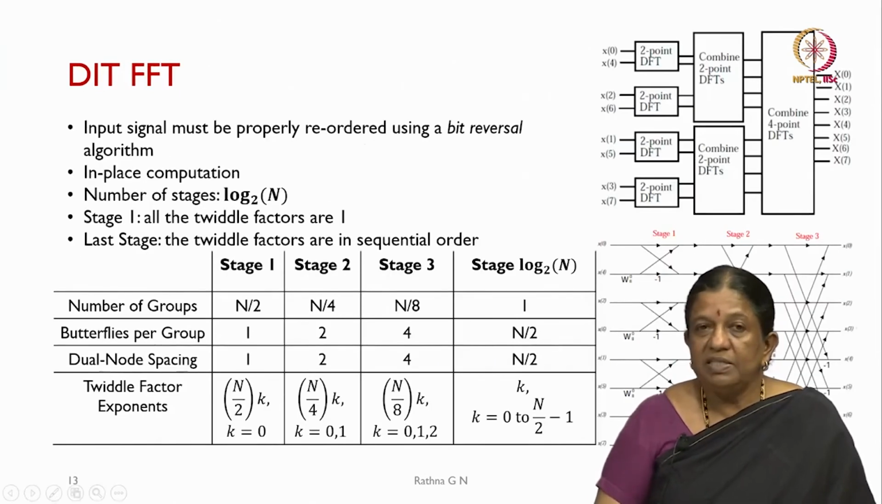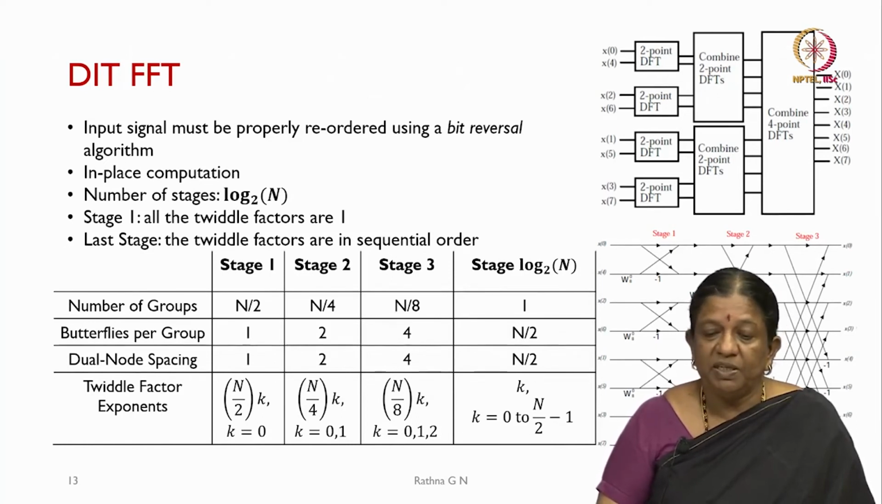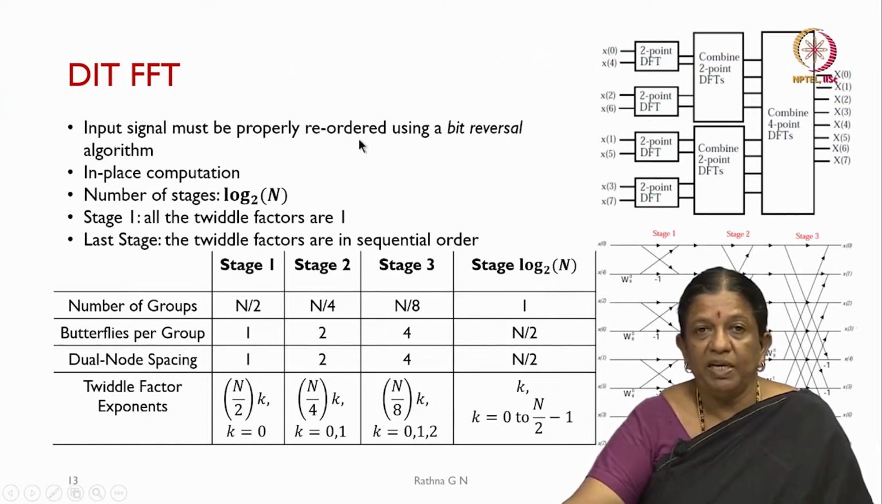Now we will see how complex it is, how many groups we have, and how many butterflies per group we need. So, we said the input signal must be properly reordered using a bit reversal, that is what we want in the input.